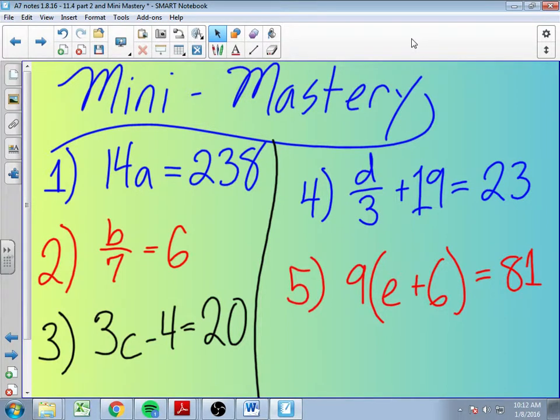Ask yourself what's happening to the variable. How do I undo that? It's for you to figure out. You need to show your work, man. Stop writing down just answers. This would be not progressing right now. You have to show your work for me to give you the credit.